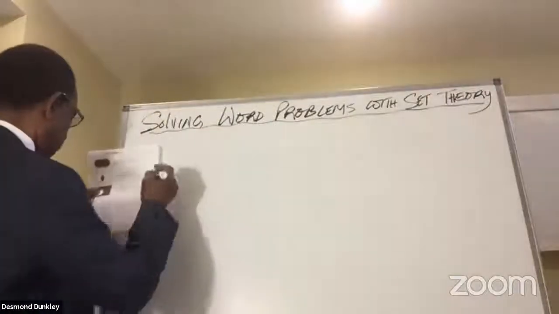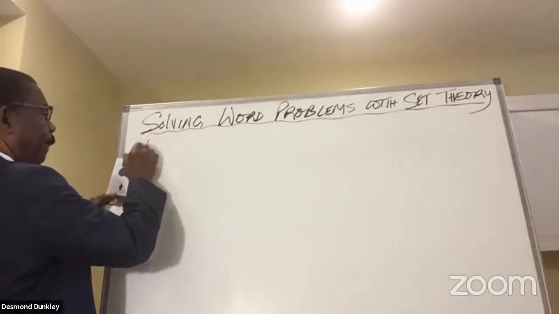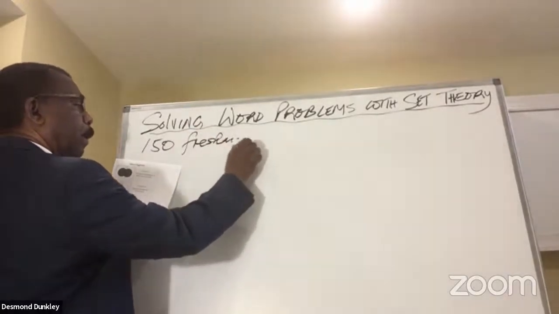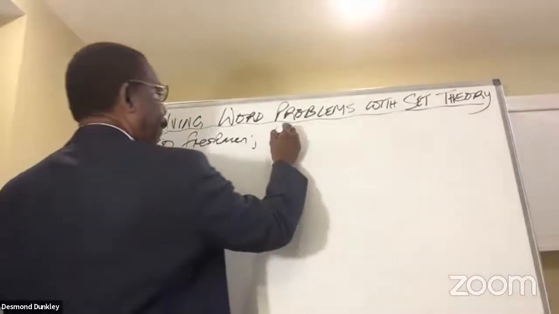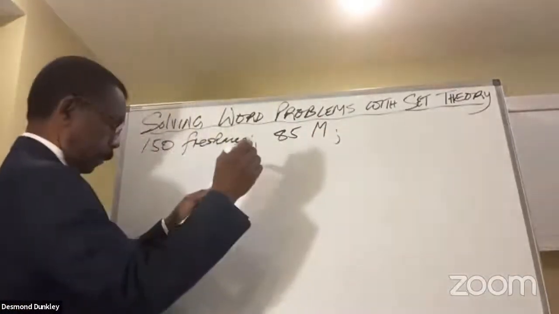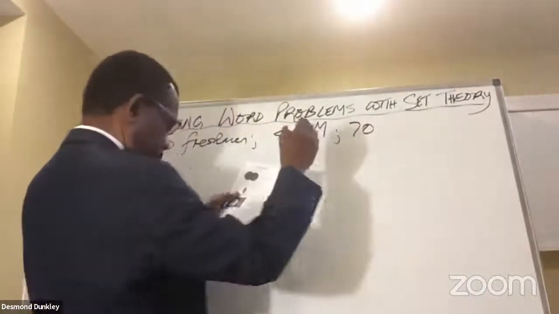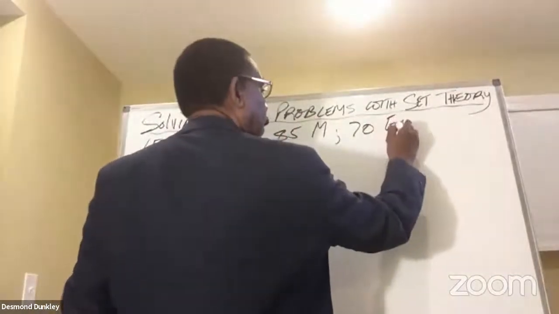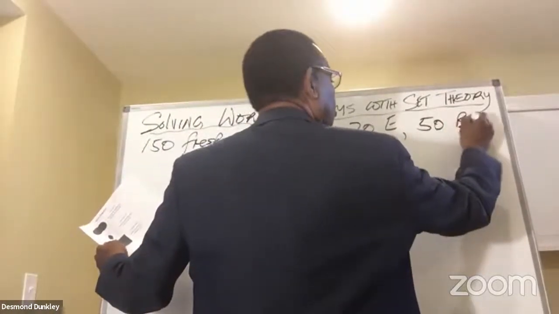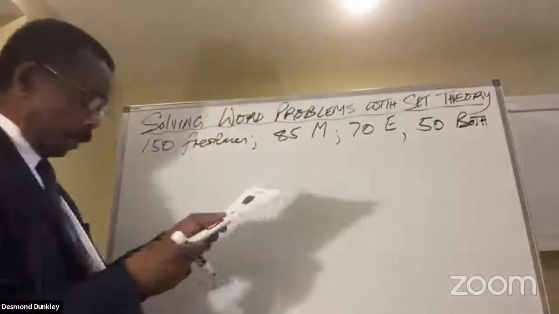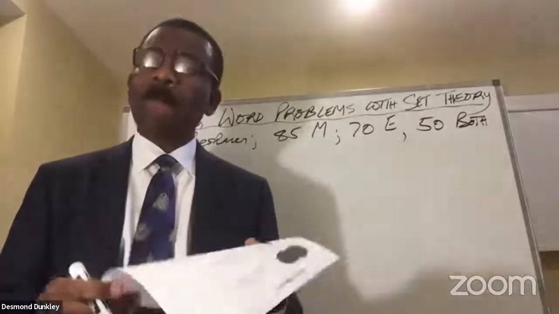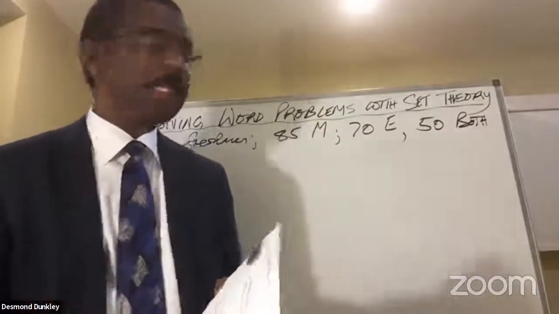So let's write. We have 150 freshmen, 85 for math, 70 for English, and 50 for both. Okay? And the first question that is asked is, how many signed up only for a math class? Only for a math class.